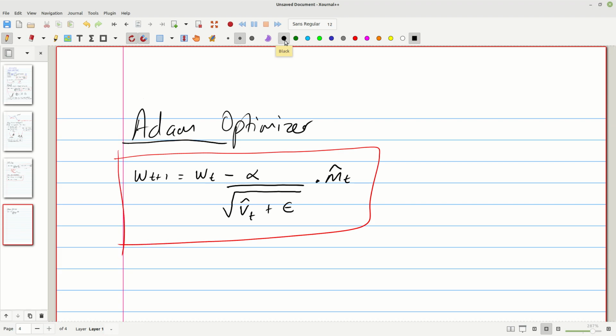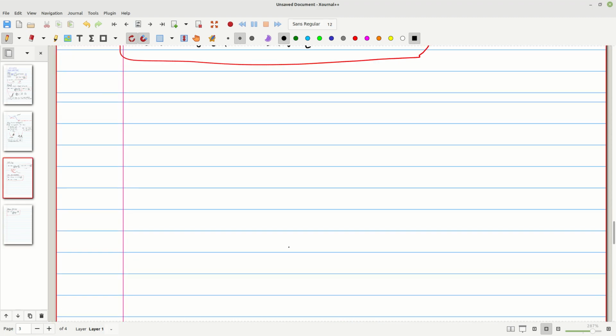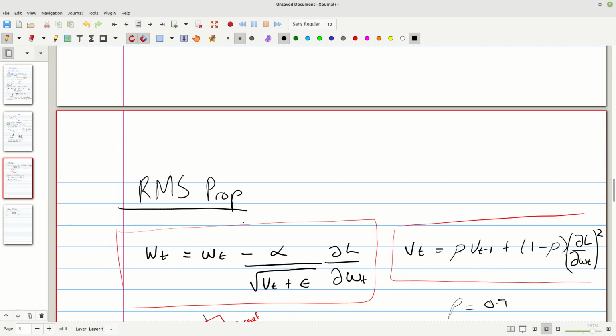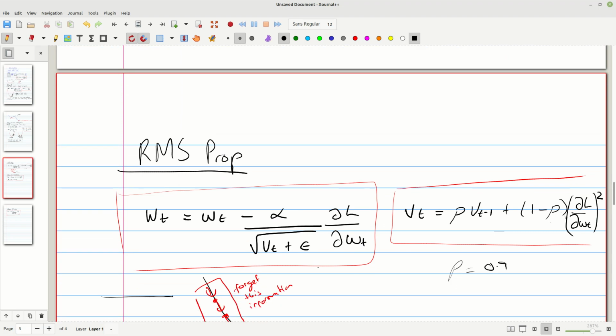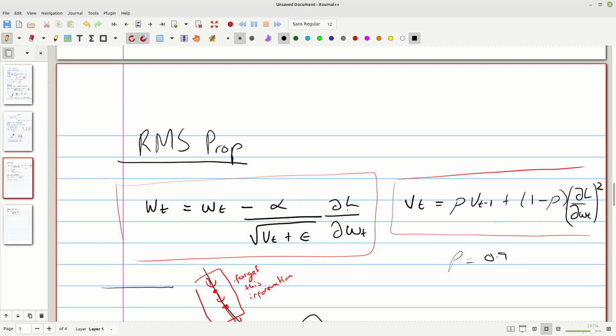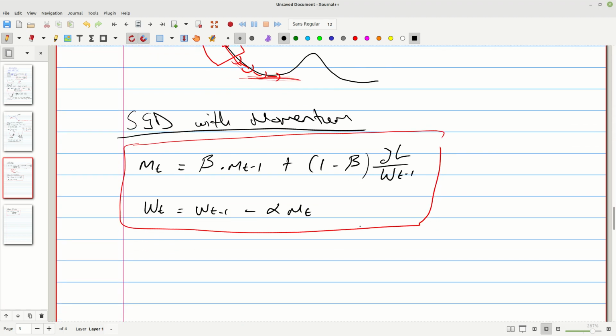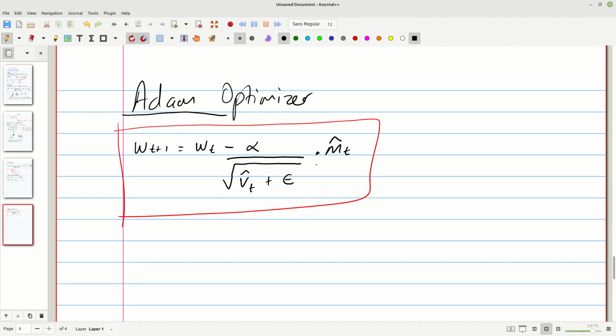So what similarities do we see? Here, the square root of V_t plus epsilon is very similar to what we saw in RMSProp, but there we were multiplying this by our gradient dL/dW_t. In stochastic gradient descent, when making our update, we're multiplying our learning rate by the momentum, our M_t. But here, we're combining both methods. So this part is what RMSProp was doing, and this is what SGD with momentum is doing.